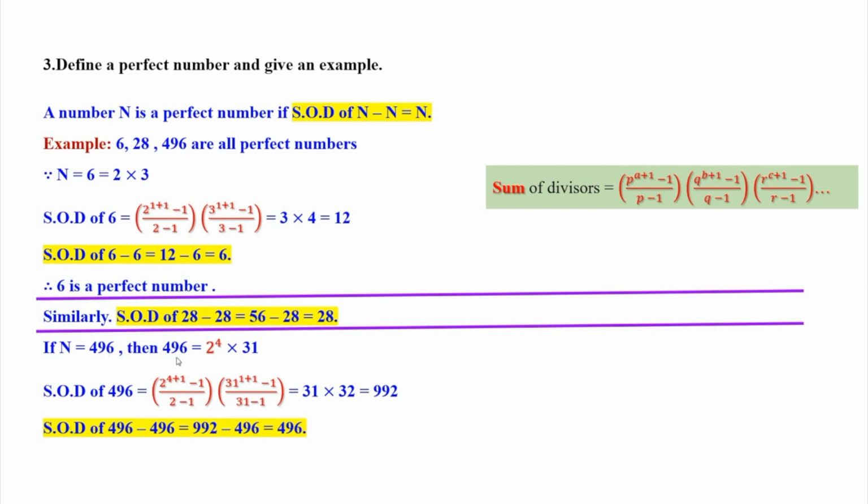And 496 is another number. For this also the division is to be performed, and we write it in the form p^a q^b, that is the fundamental theorem of arithmetic. So you make use of that and use the division method, and write 496 as this. The sum of the divisors is 992. Subtracting 496 from that, we get back 496. So these three are perfect numbers.